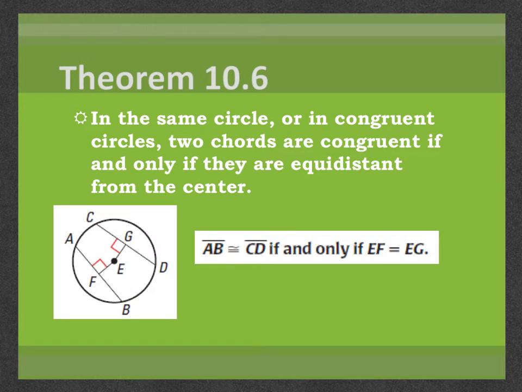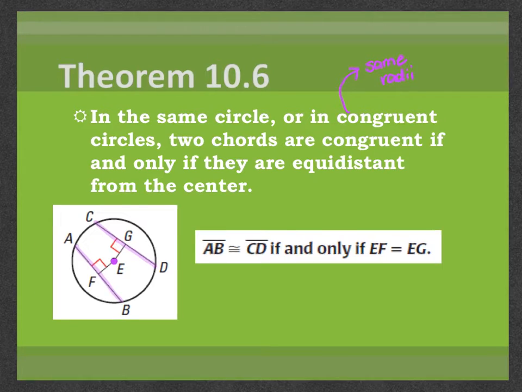Okay, last theorem. 10.6 says in the same circle or in congruent circles, so remember congruent circles would be circles with the same radii, that two chords are congruent if and only if they are equidistant from the center. So in this diagram, I've got two chords, chord AB and chord CD, and these would be congruent if and only if they're equidistant from E.